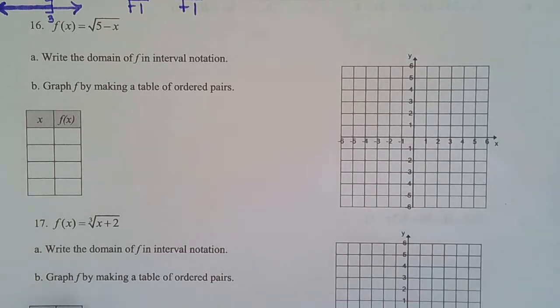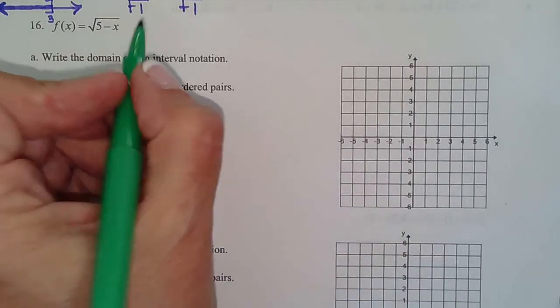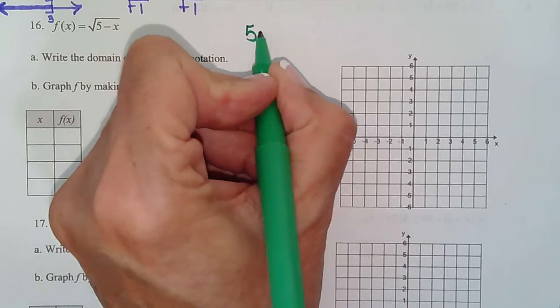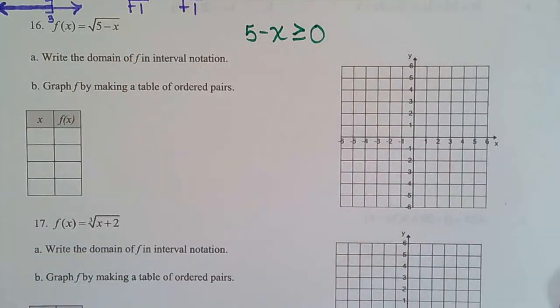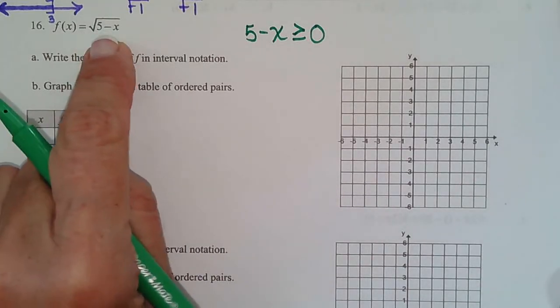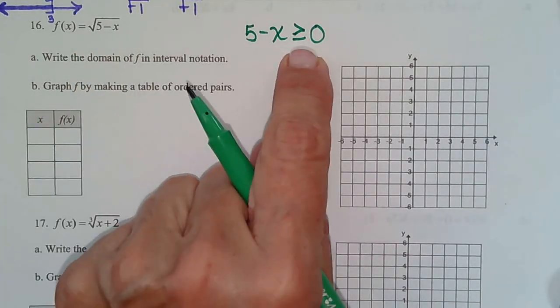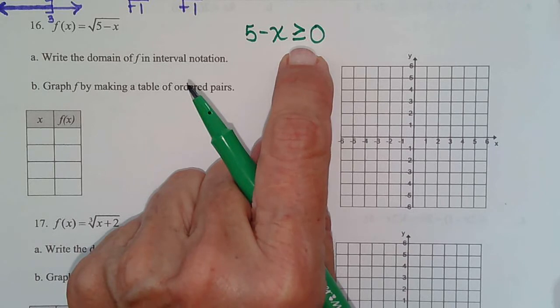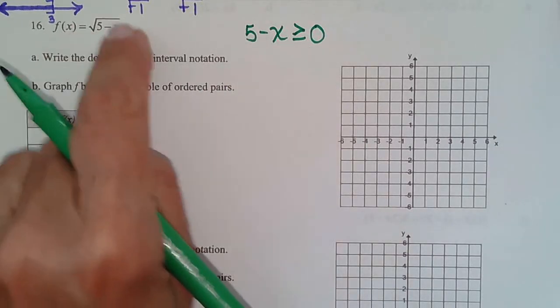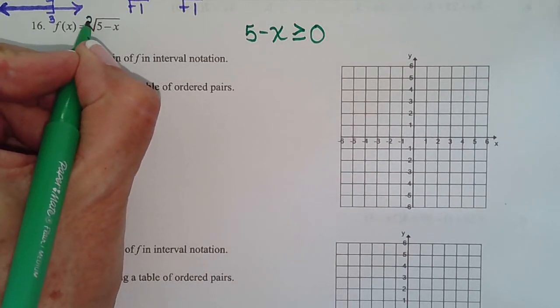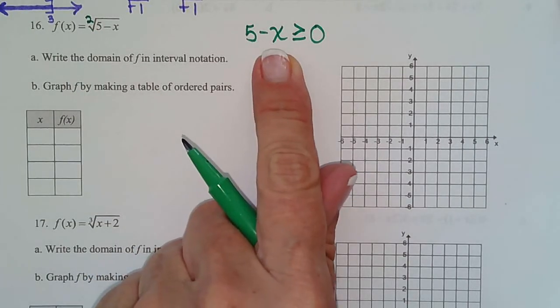So we take what's under the radical and we make it greater than or equal to 0. Because this cannot be negative. It can be 0. I can do the square root of 0. It's 0, but it cannot be negative. So take what's under the radical, and remember this is an even index. That's why we're doing this.